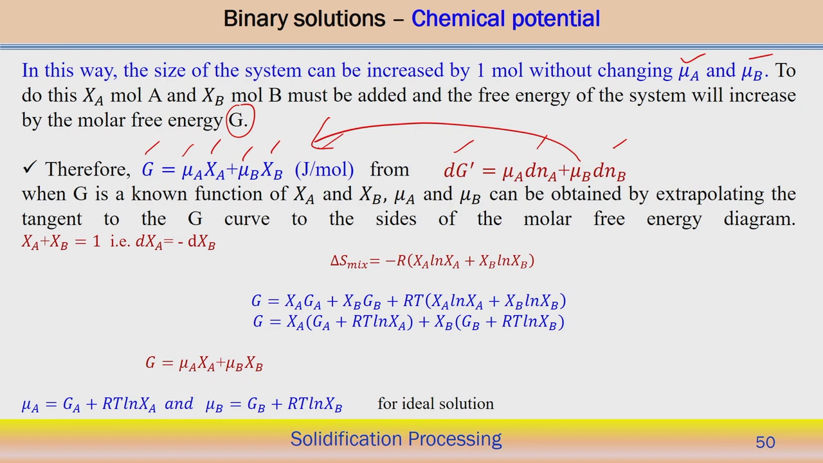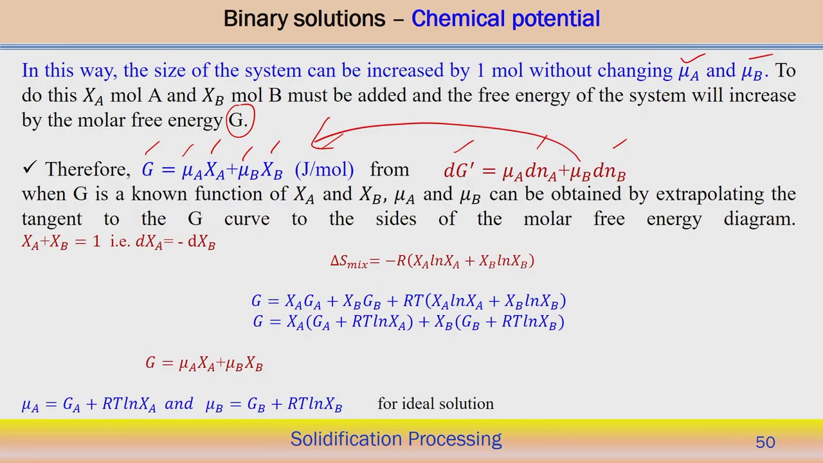Now it is known that G is also a function of X A and X B, that is, the relative amounts of X A and X B available in the solution. Therefore, mu A and mu B can be obtained by extrapolating the tangent to the G curve to the sides, and we can estimate the molar free energy from the molar free energy diagram and the values of the chemical potentials mu A and mu B. Before that, we have already calculated, for an ideal solution, delta S mix equal to minus R times X A ln X A plus X B ln X B.